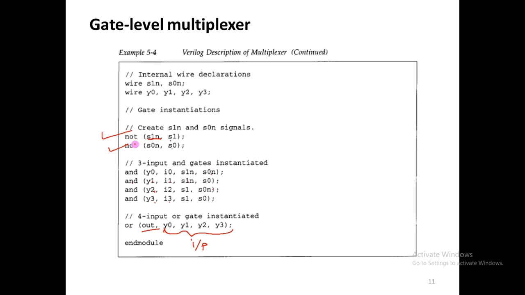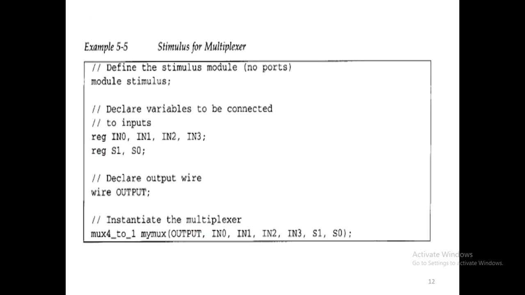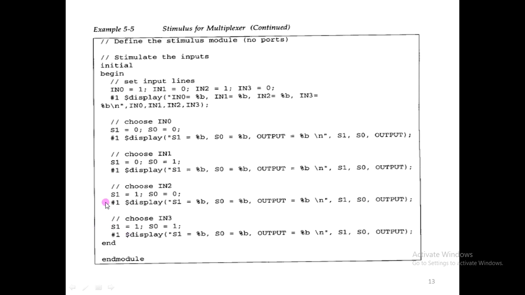Very simple. In the data flow style of modeling, we had used the same thing using operators. Here we are using a gate level structure or gate level module. And for the same thing, we have written a stimulus module or stimulus block. In the stimulus module, we define all the inputs as registers. You can see here these are defined as registers and outputs as wire. This is an instantiation, followed by the inputs.